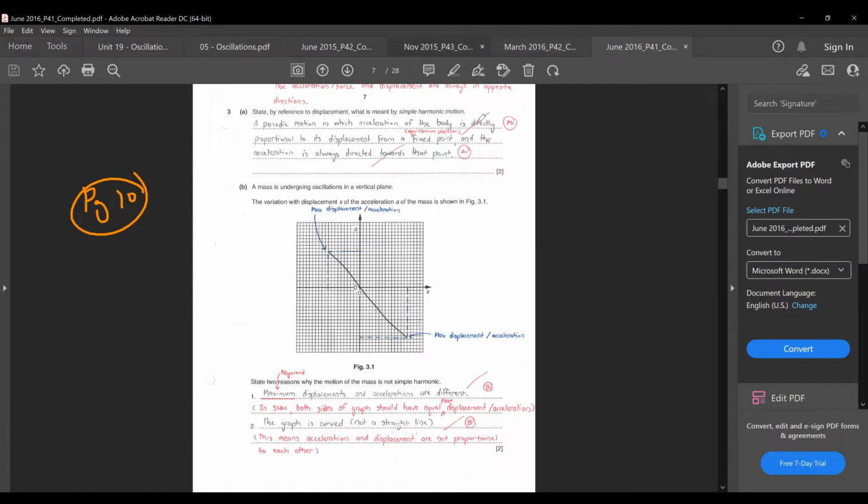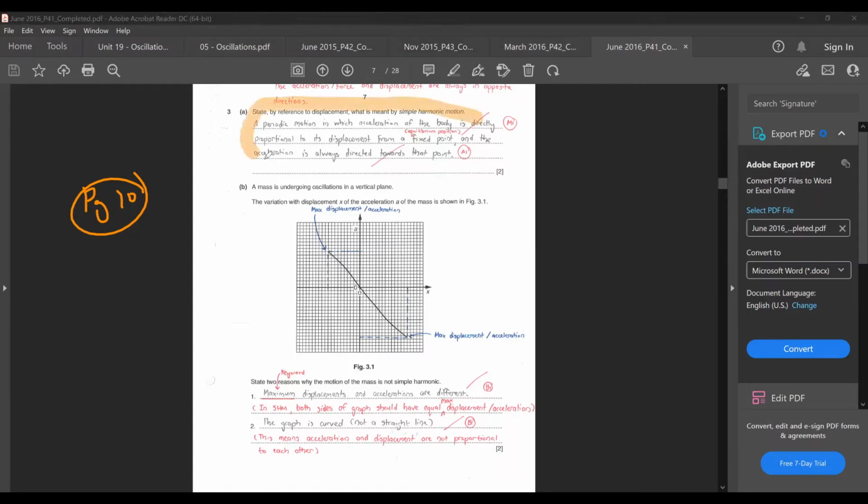Question 3a. State by reference to displacement what is meant by simple harmonic motion. It's the same thing that we've been doing the past two questions. So periodic motion in which acceleration is directly proportional to displacement from a fixed point and is always directed towards that point. Just copy the definition from the notes and you should be okay. Now part B, a mass is undergoing oscillations in the vertical plane. The variation with displacement x of the acceleration a of the mass is as shown. State two reasons why the motion of the mass is not simple harmonic.